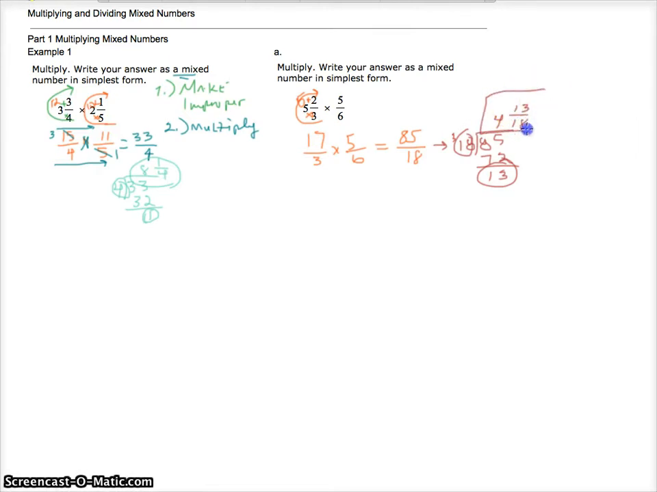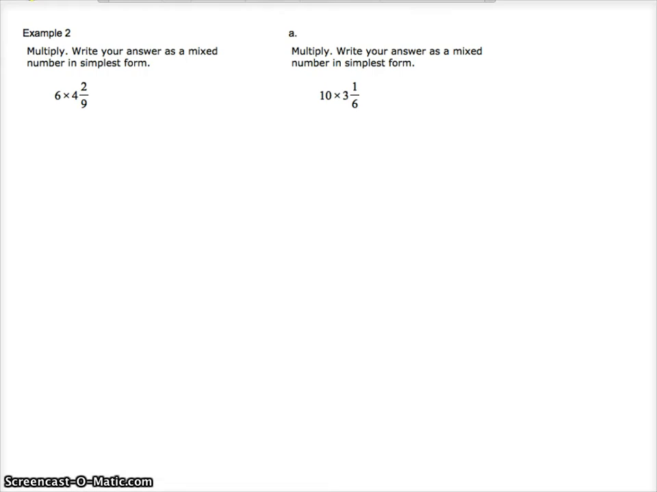over 18. So remember, make your values improper, then multiply them, and then last, divide them into mixed numbers again. Let's look at another set of examples. Here in example 2, we've got multiply, write your answer as a mixed number in simplest form. The problem is I've got 6 times 4 and 2/9. Well, I just put the 6 over 1, and then I carry on my way.